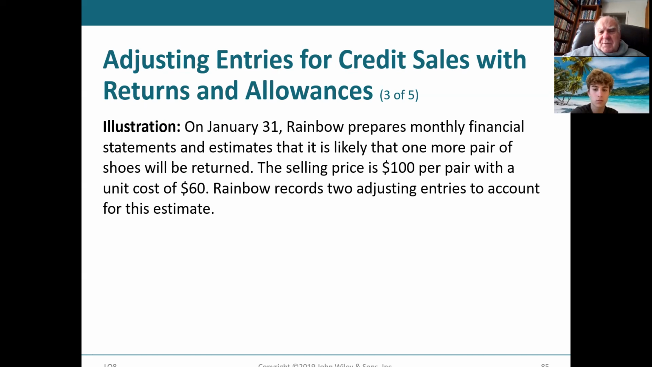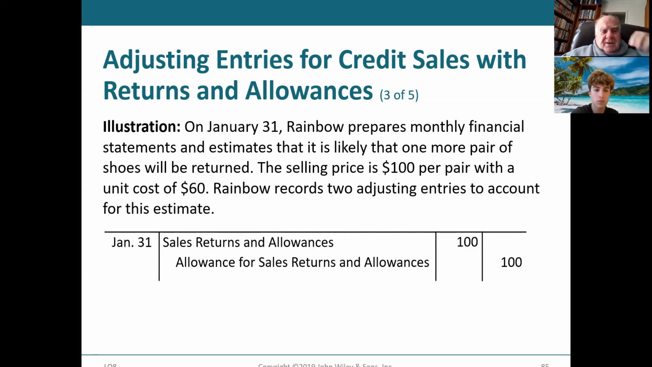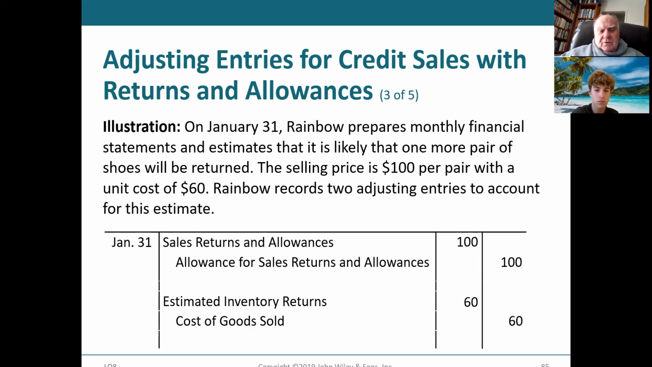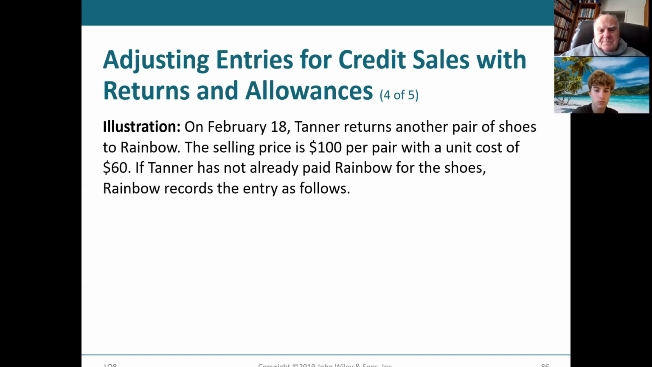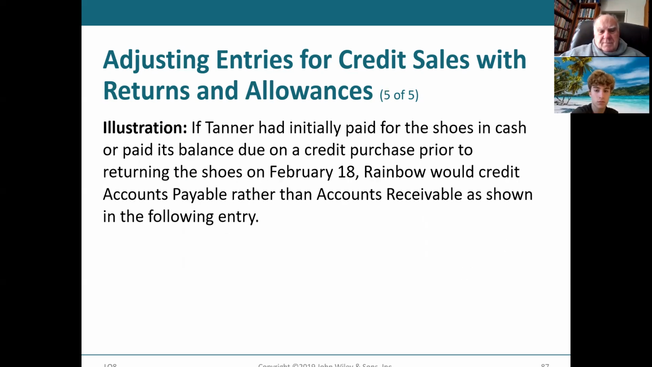Companies have to estimate what they think is going to be returned. So they're estimating it's likely one more pair of shoes will be returned. So they're guessing. They're saying we're going to debit sales returns and allowances right now, even though we don't know who's going to return the shoe. And they set up an account called allowance for sales returns. And then when somebody does return a shoe, they put it into estimated inventory returns. Yeah, let's not worry about that. They had the same thing in the McGraw-Hill book, and the faculty as a group said we're not going to worry about that.